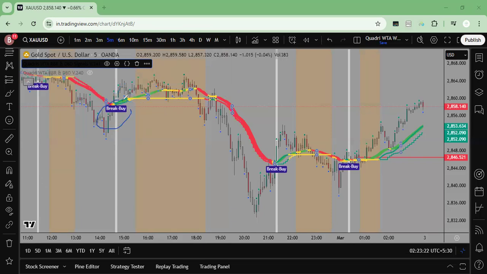So this will automatically plot signals. In a near future update, I'll be adding an alert feature so that you would get an alert whenever there is a signal appearing on the chart, or whenever the set condition is there.